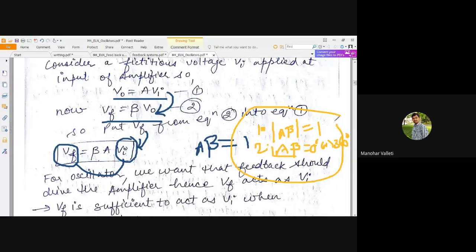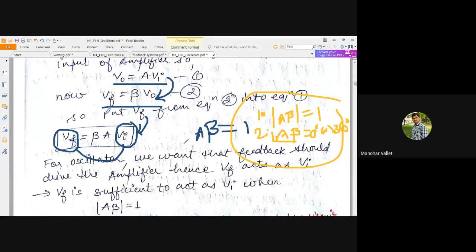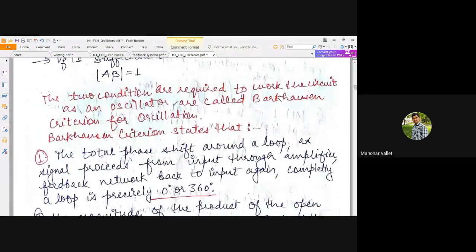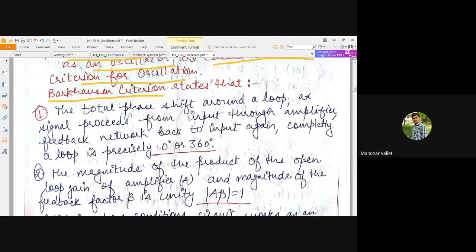These 2 points are called the Barkhausen criteria. The two conditions required for the circuit to work as an oscillator are called the Barkhausen criteria for oscillations. So that is the Barkhausen criteria stated as points here. You just read it once again.